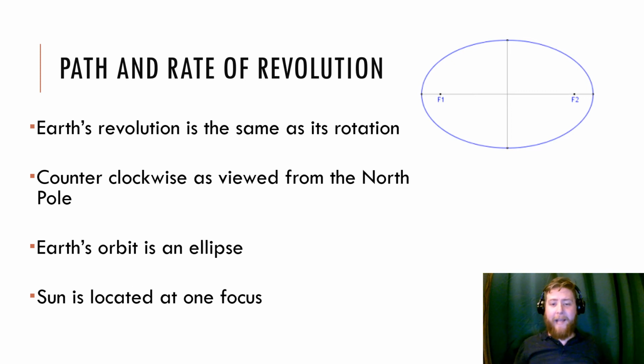All right, so the path and the rate of revolution. Our revolution direction is the same as our rotation, counterclockwise as viewed from the North Pole. So we're going this way around our sun.